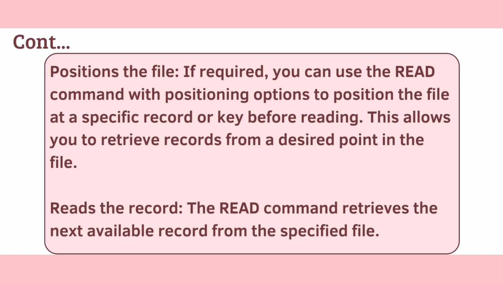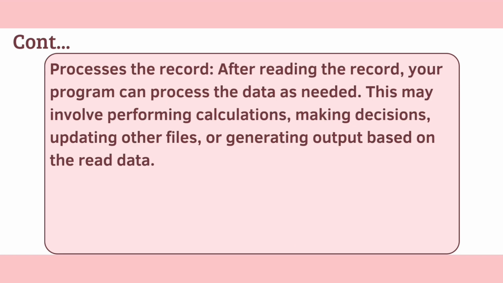The record is typically stored in a designated storage area defined by your program, such as a working storage area or a specific data structure. Then it processes the record. After reading the record, your program can process the data as needed. This may involve performing calculations, making decisions, updating other files, or generating output based on the read data.